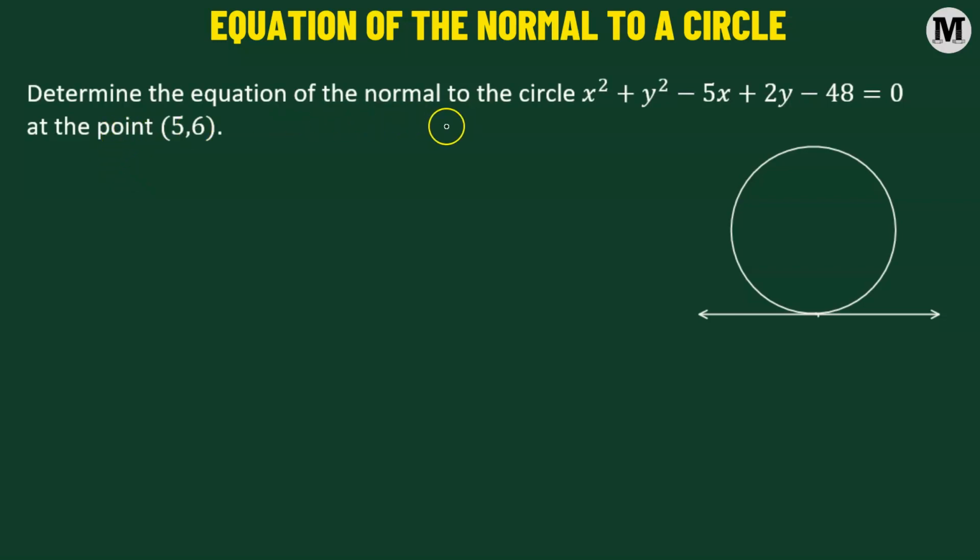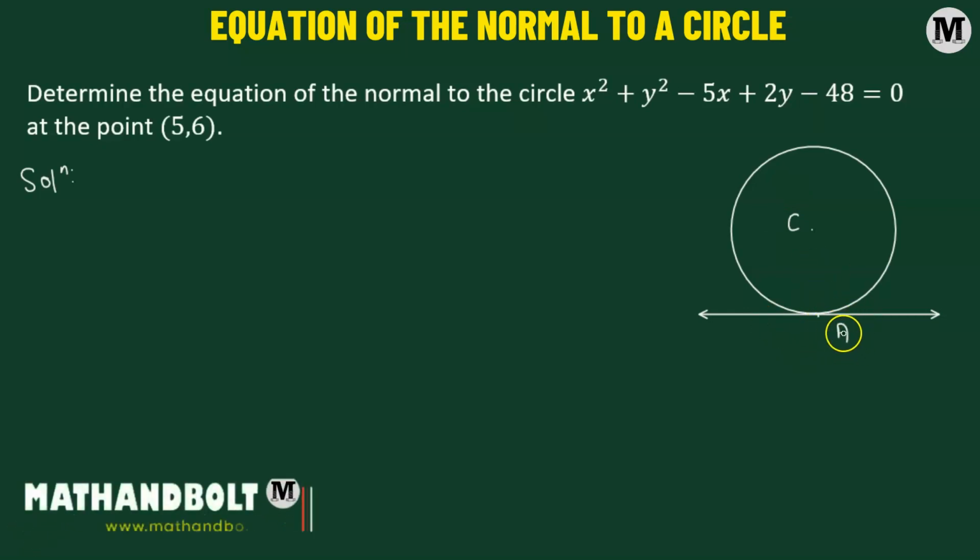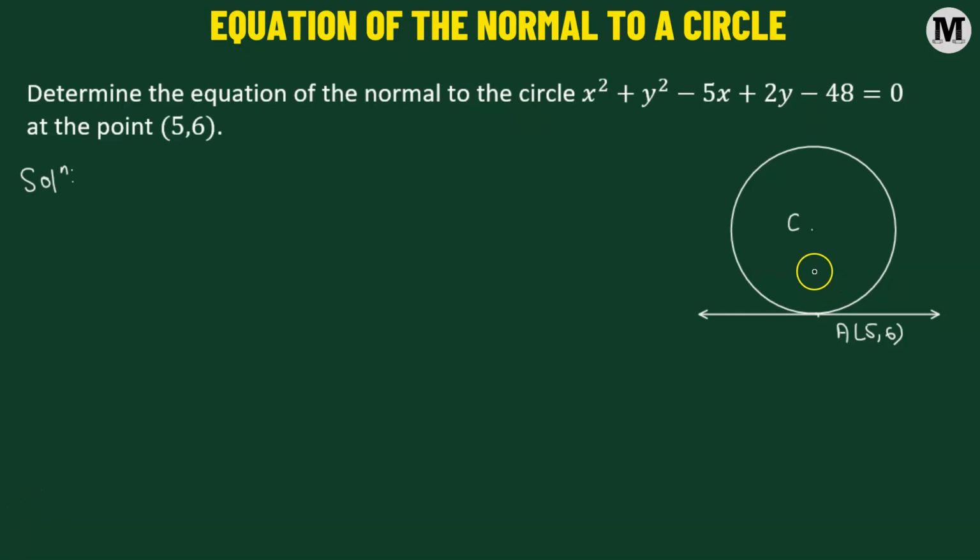Determine the equation of the normal to the circle at the point (5, 6). Let us begin. Here we have a circle centered at C, and a line which is tangent to the circle at the point A, having the coordinates (5, 6). Our goal is to find the equation of the normal through the point (5, 6). So this is going to be the normal line.